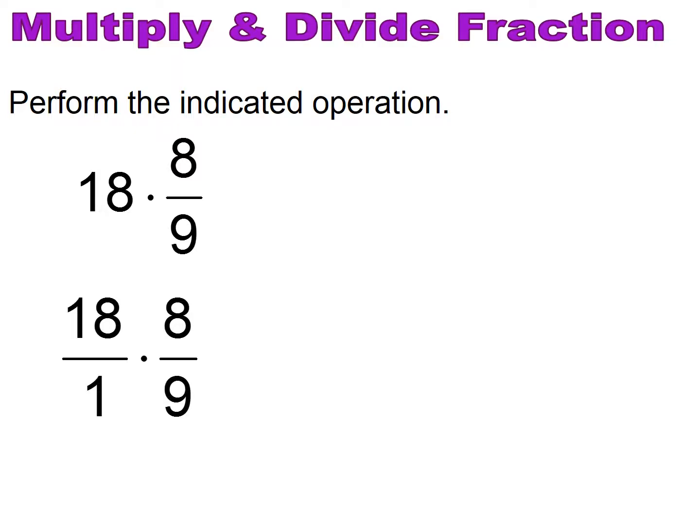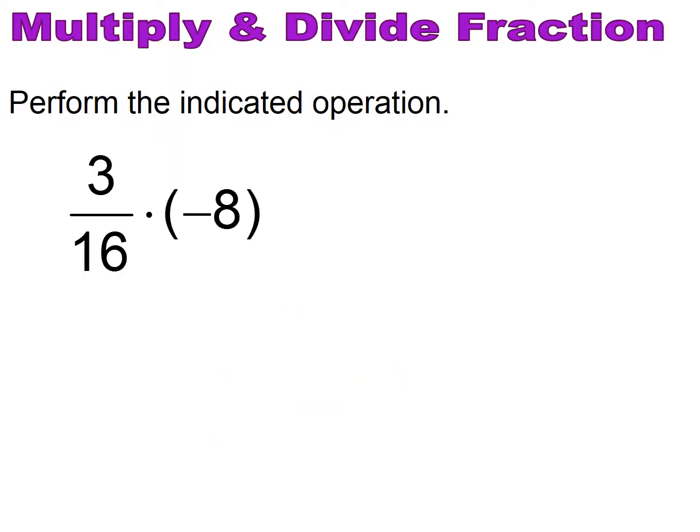Again, I put the whole number over 1. I'm going to simplify here. And when I simplify and multiply across, I end up with 16 over 1. And again, that's where that property of 1 comes into play. You have to simplify your answer, so your answer will end up simply being 16. You cannot leave your answer over 1. Pause and try.